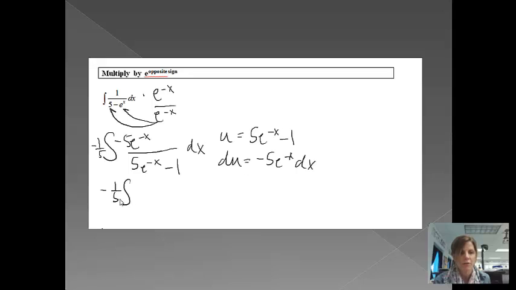So if I go to rewrite this integral, I'm now going to have everything up top turns into du, and the denominator is just u. And then I know that the integral of du over u is natural log, so my answer is going to be negative 1/5 natural log of the absolute value of u plus c. And there we've got it.